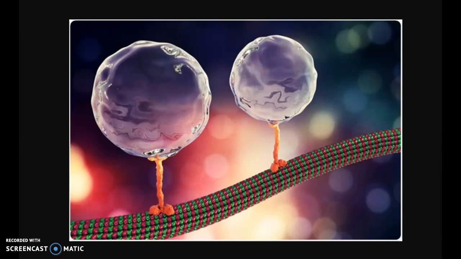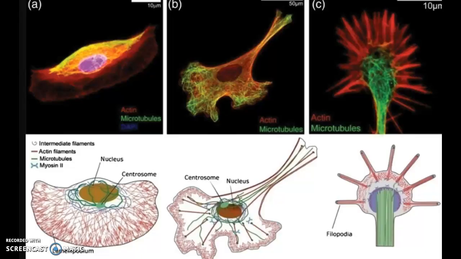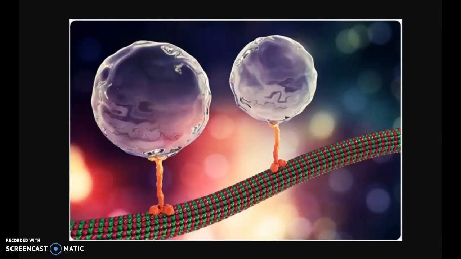You could view it as a highway or a railroad or whatever metaphor works for you. But the cytoskeleton, in addition to its structural role, giving the cell its shape and its strength, can also take on this transport role, connecting different parts of the cell.